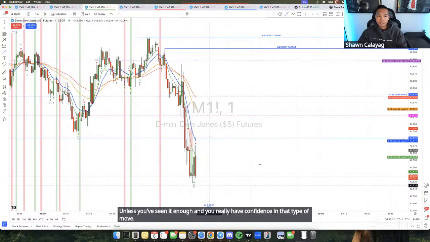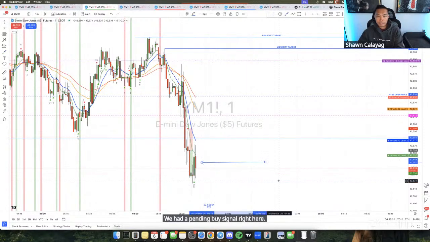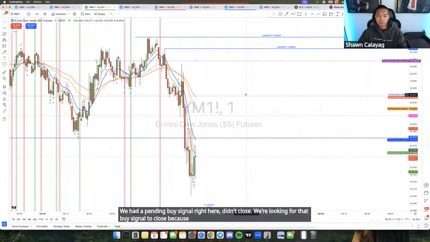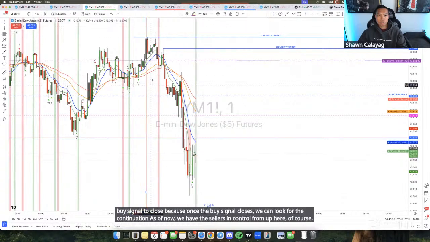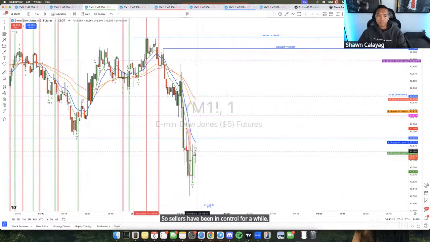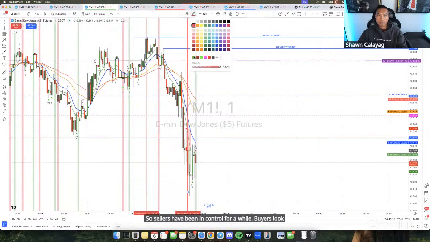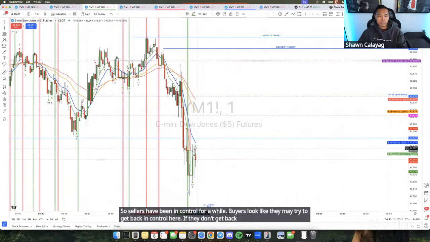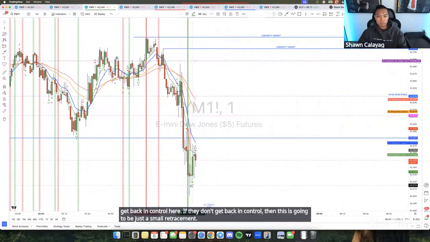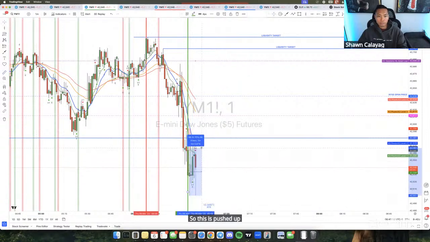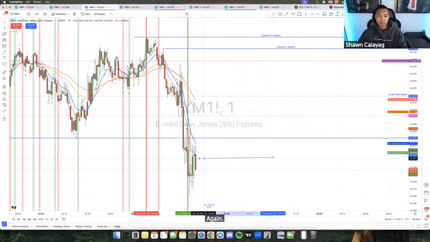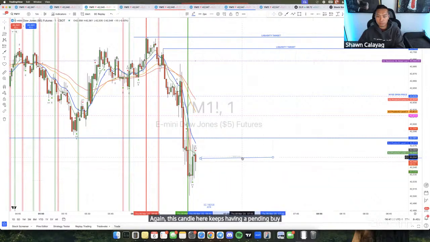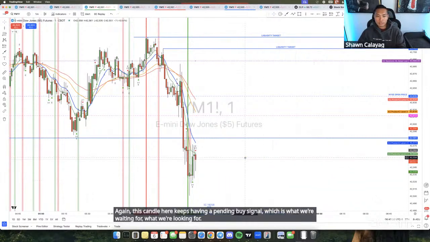We had a pending buy signal right here, didn't close. We're looking for that buy signal to close because once the buy signal closes, we can look for the continuation. As of now, we have the sellers in control from up here, of course. So sellers have been in control for a while. Buyers look like they may try to get back in control here. If they don't, then this is just going to be a small retracement. So this pushed up from this lower end about 60 points. Again, this candle here keeps having a pending buy signal, which is what we're looking for. It just has not closed yet.